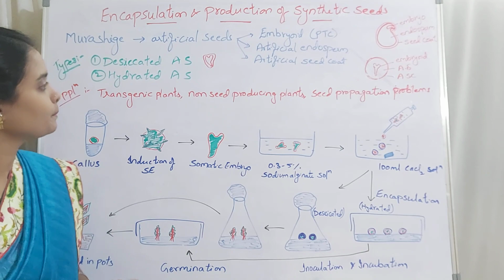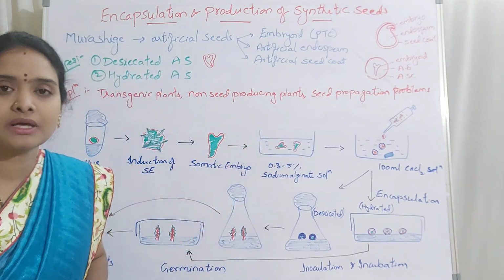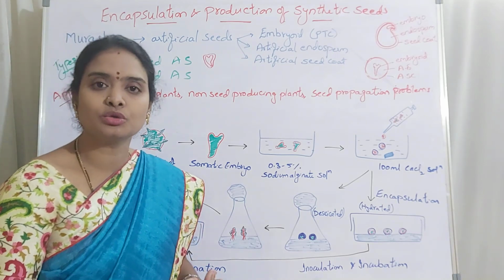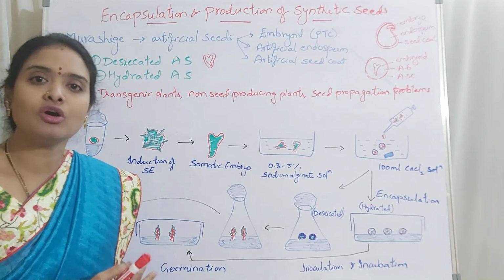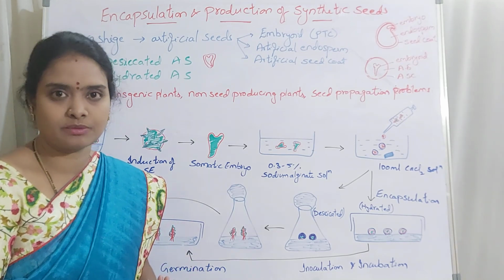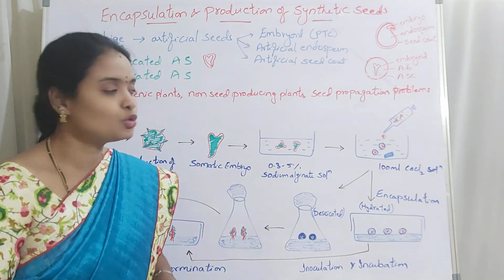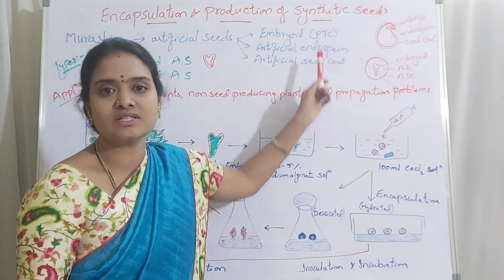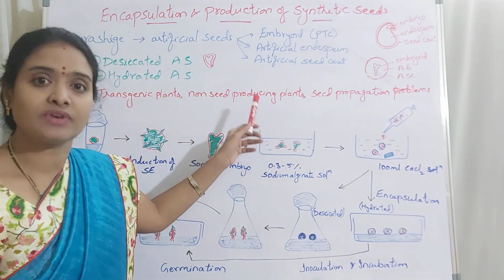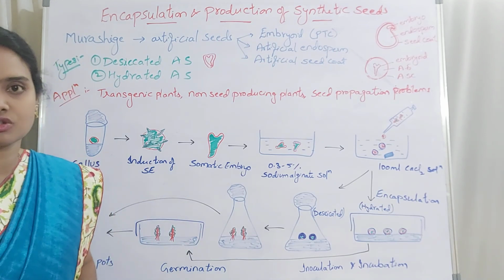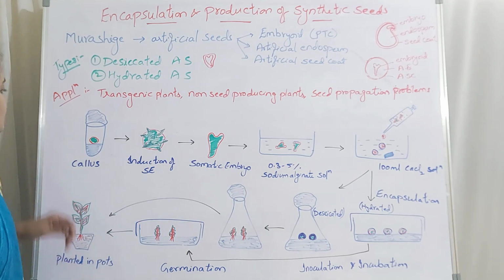Is that clear? Then in case of seed propagation problems, in some seeds there may be a problem in germination due to a very hard and thick seed coat. Right? Otherwise there may be prolonged seed dormancy. So in that case also, instead of using those natural seeds, you can go for these artificial or synthetic seeds. Is that clear? So these are the main applications for why we are producing the artificial or synthetic seeds. So let's see in detail now how you are going to produce them.